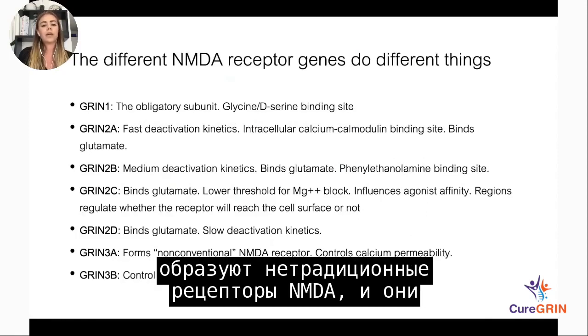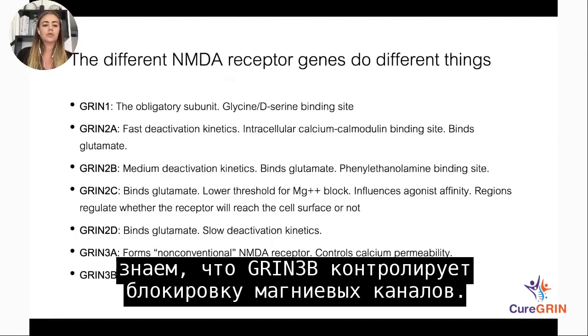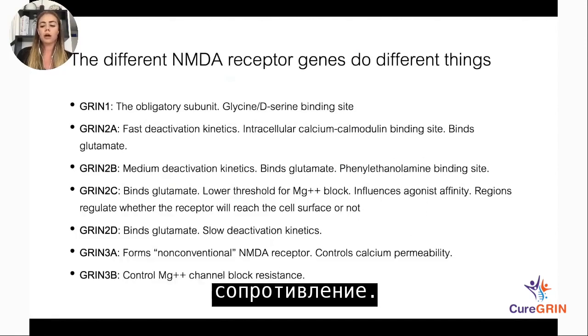But we know that GRIN3A proteins form non-conventional NMDA receptors, and it controls the calcium permeability of the channel. And we know that GRIN3B controls magnesium channel block resistance.